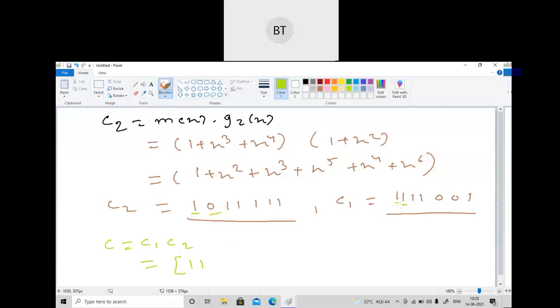Then 0 into 1. So first we will see C. So this is our C1. So 1 into 0, I'll write here 1 into 0. Then 1 into 1, I can write here 1 into 1. Then 1, the other one, so 1 1. Then 0 1, so I'll write here 0 1. Then 0 1, so I'll write here 0 1. Then 1 1, so I'll write here 1 1. This will be your final C.